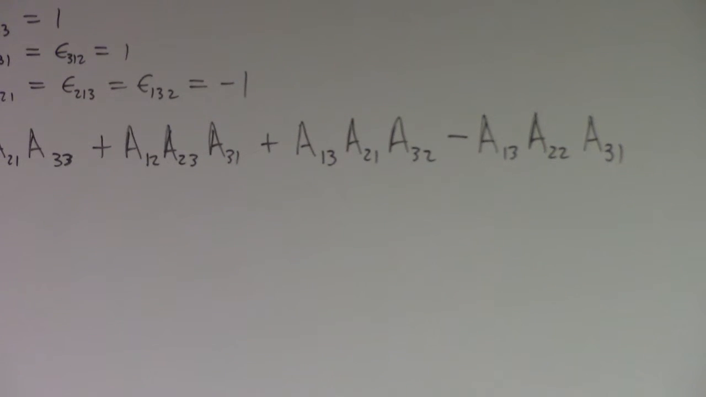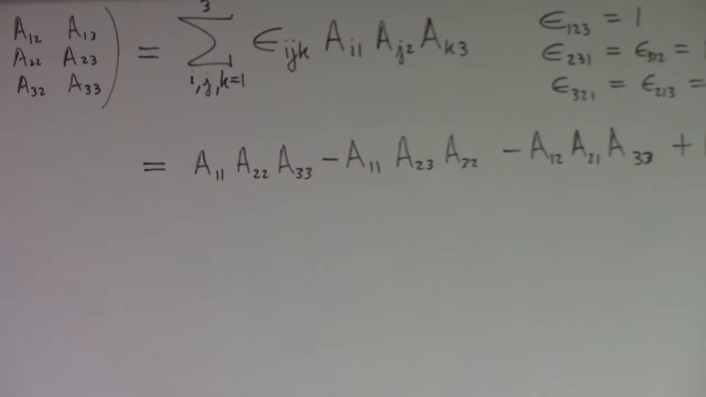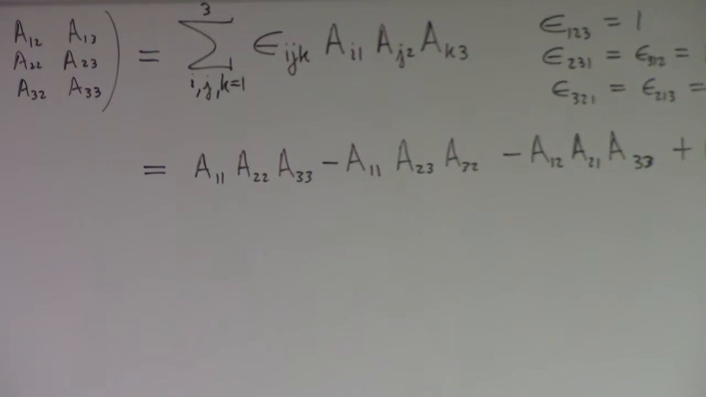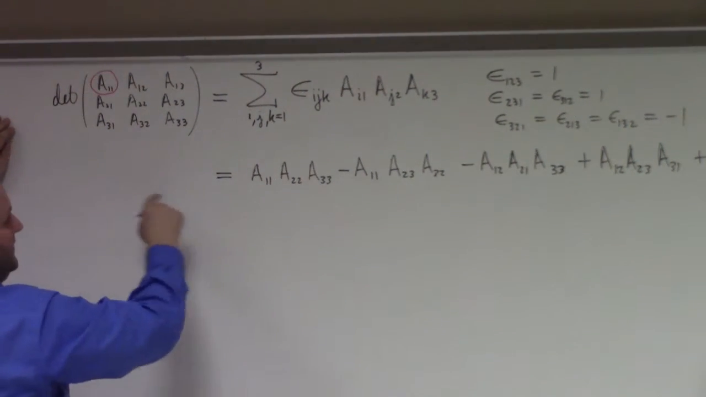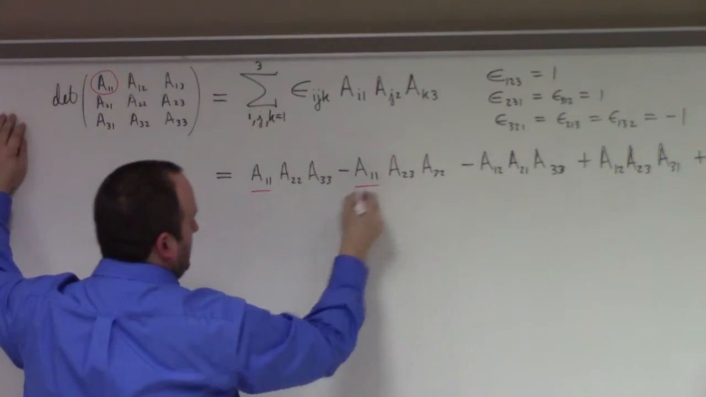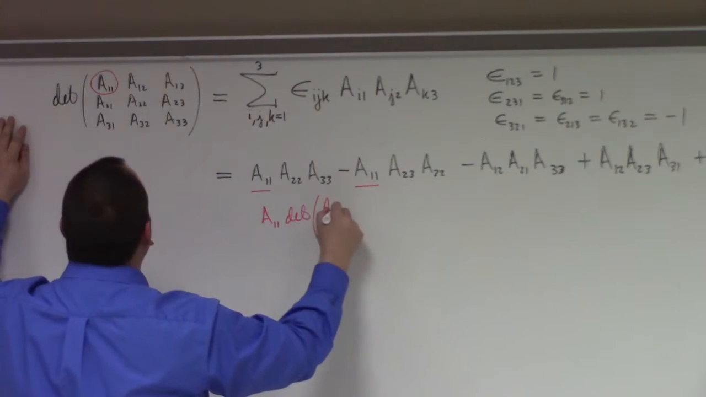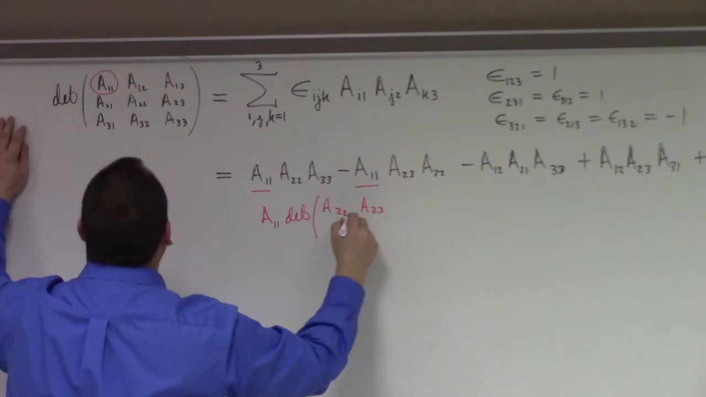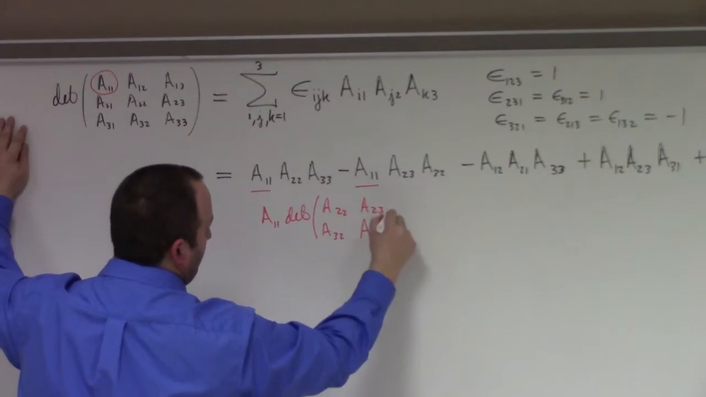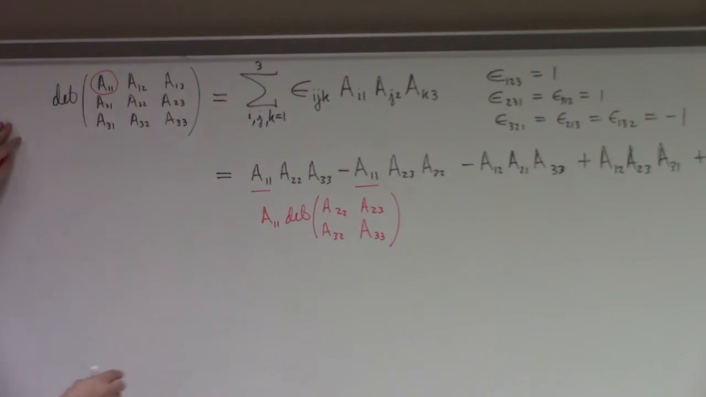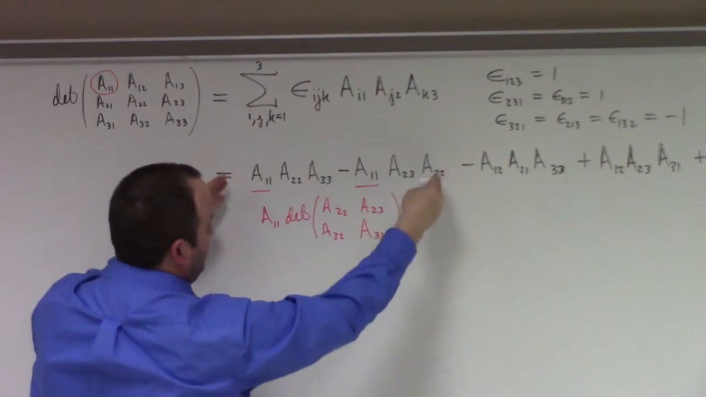All right, let me explain to you how I just did what I did. I didn't use the definition directly. I used what's called the cofactor expansion. So the cofactor expansion says there's a different way you can calculate determinants. You look at, for example, I start with this A11, and so this is A11 times the determinant of A22, A23, A32, A33. So this is A22 times A33 minus A23 times A32. That's these two terms.